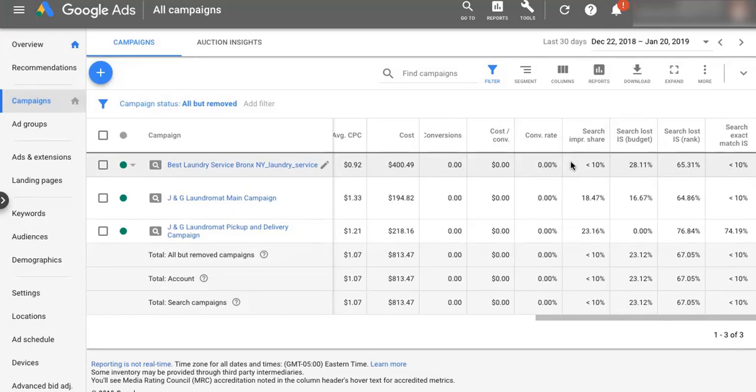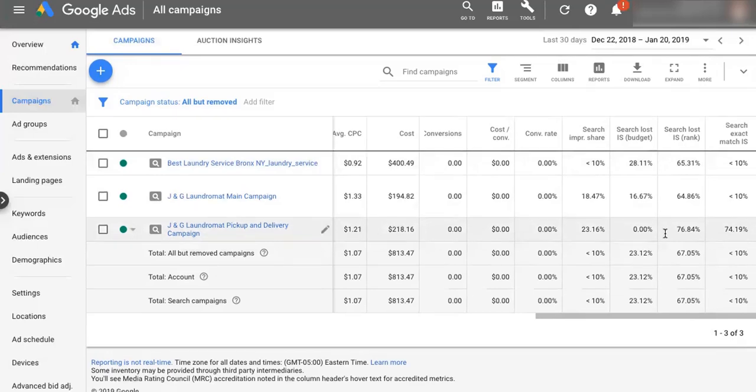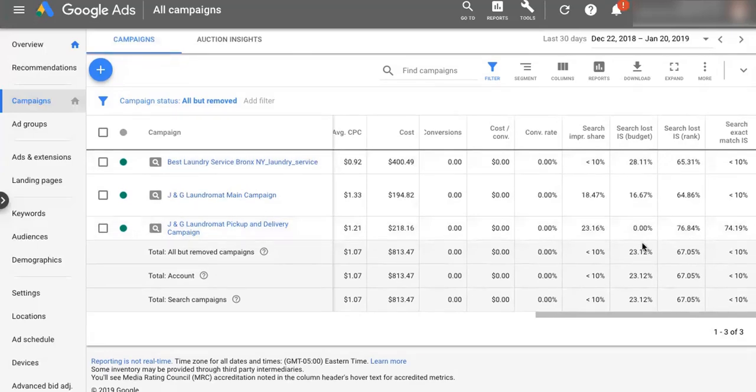But actually, the other two is interesting. I've got search loss due to budget, it's 28%. Search loss impression share due to the rank, 65. So we can add the 65 and the 28, and that will tell us how much we missed. Exactly. A lot. Yeah, a lot.